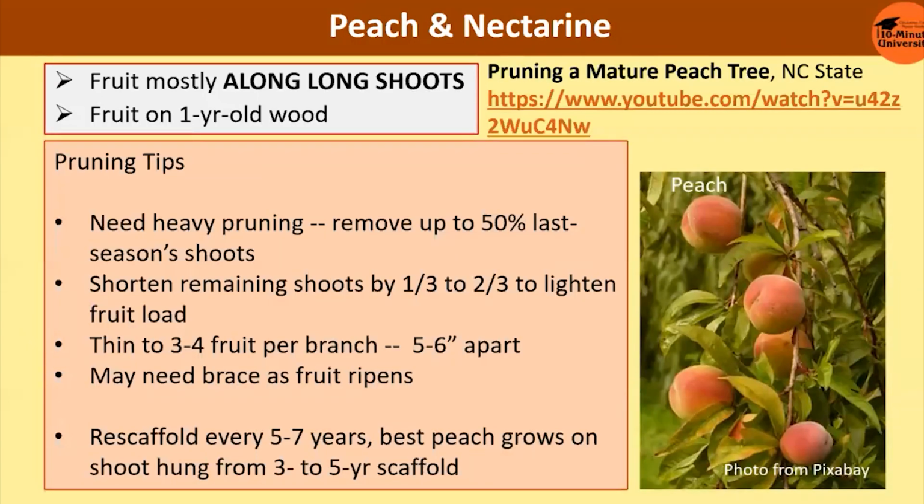Moving on to peaches and nectarines. Peaches and nectarines fruit mostly along long shoots. This is the first long shoots as the location of fruit that we have seen. And they fruit on 1-year-old wood. So 1-year-old wood is what developed last year. And so try to picture, this is a branch developed last year with the fruit along this branch. And we all have an idea of roughly how big these peaches can get and how heavy they can get.